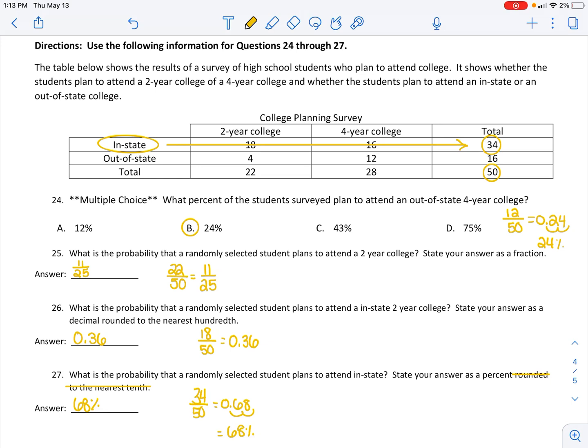So that should be all of the questions that we went through in class and the questions that we did not go through in class. So there should be no other questions that you have tonight for homework.